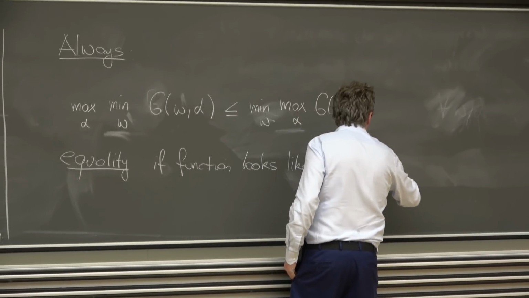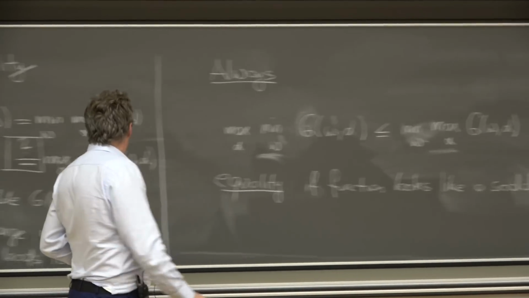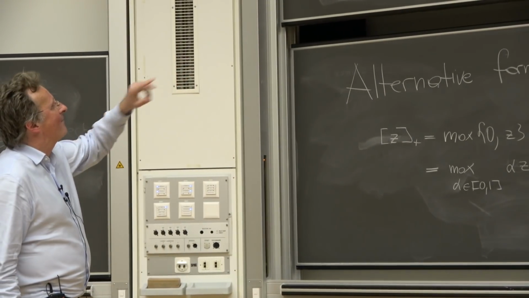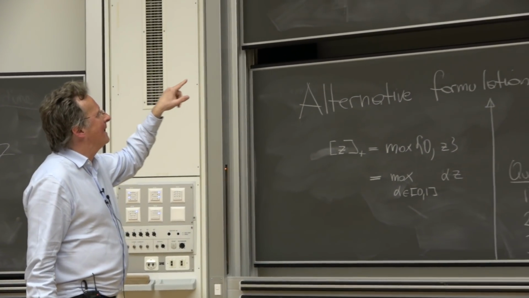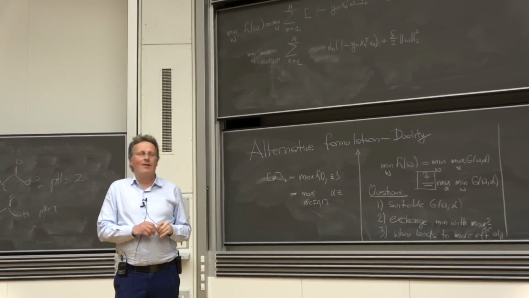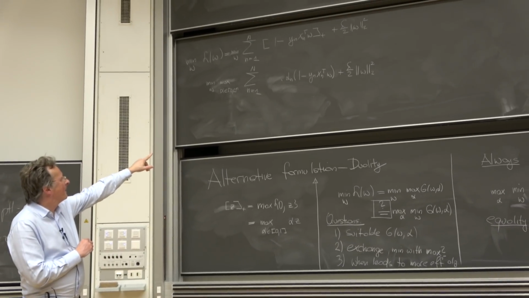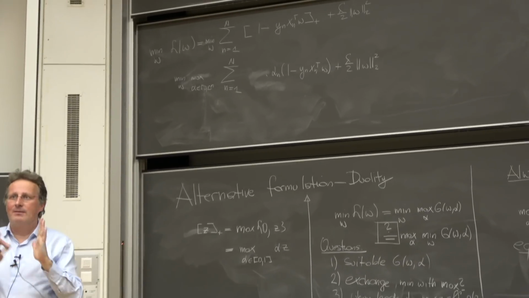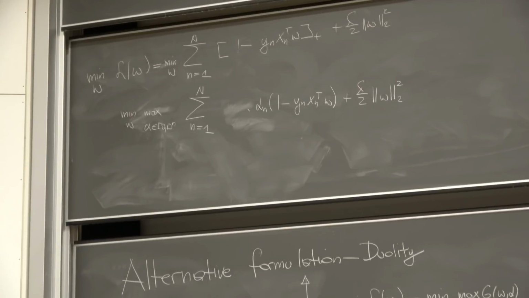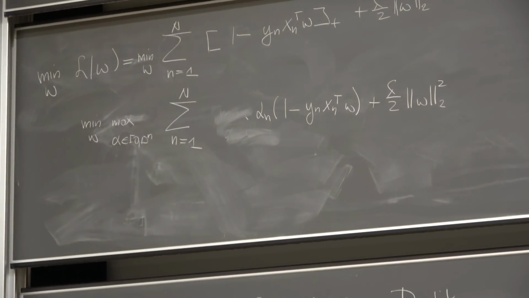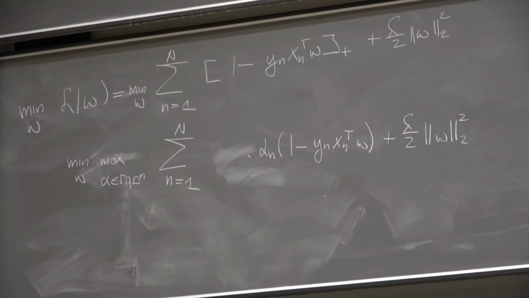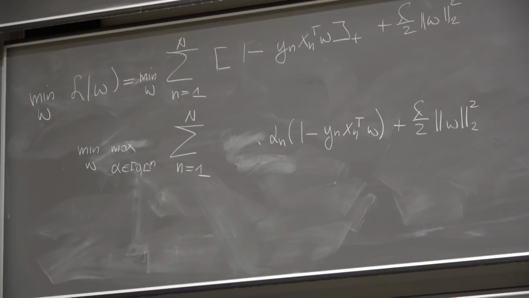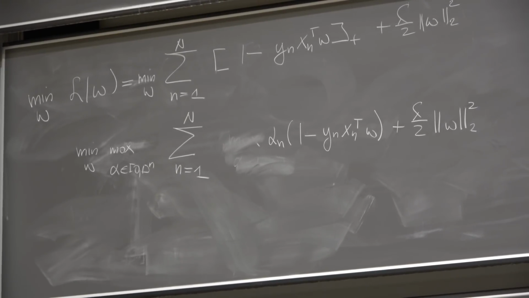So if the function looks like a saddle, let's just see what that means here. If we're looking at the function up here, let's first look independently in W and in alpha. In the W, we just have a W squared, so that's convex. So in W, the function is convex. And in the alpha, the thing is just linear, and hence we can say it's concave. Is that clear?